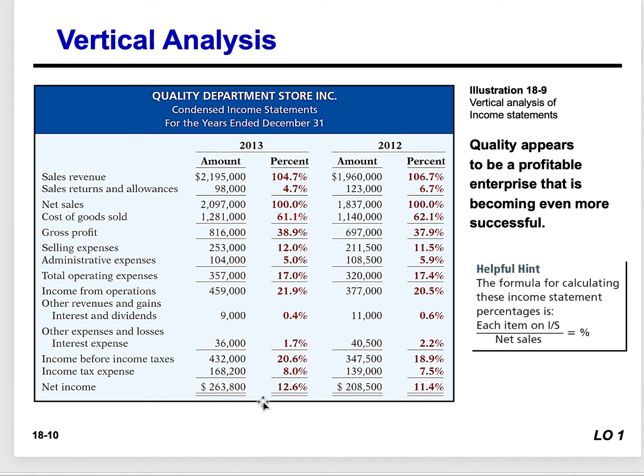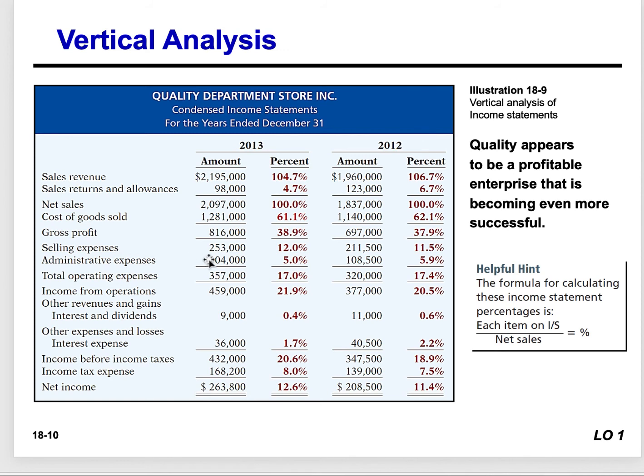Looking at the income statement, what this allows us to do is compare each item within a year to some base. So notice the helpful hints. I'd put this in your notes. What's the formula for calculating income statement percentages? We take each item on the income statement and we divide it by net sales.